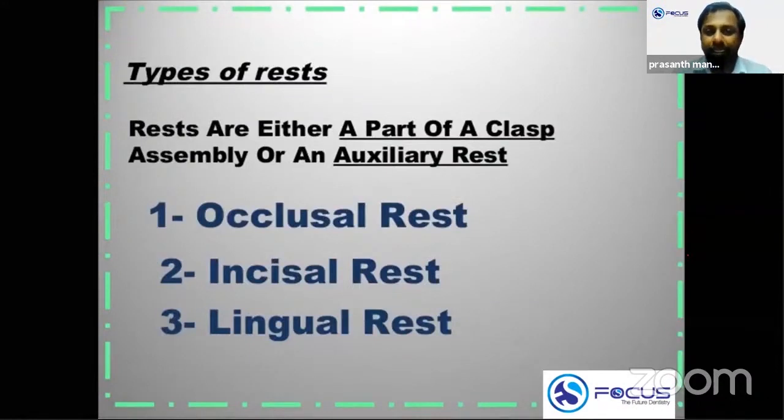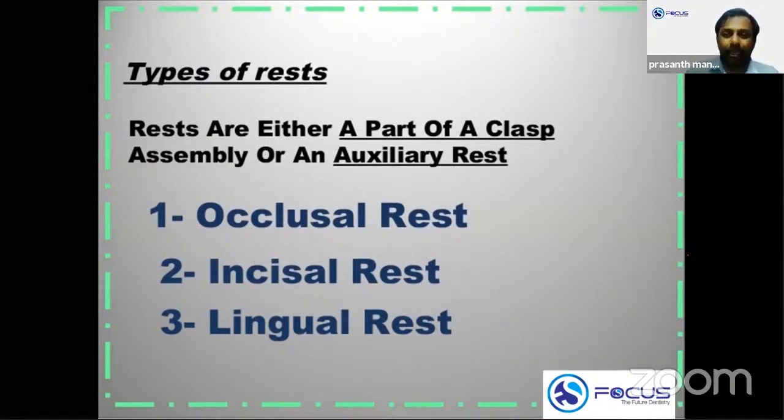Now, types of rest seat we have discussed: occlusal rest, incisal rest, and lingual rest. It depends upon the position of the rest, that is, over which region of the tooth and which tooth it rests over. Okay, so a rest assembly can be a direct rest or a primary rest, which means it is a part of a clasp assembly. Auxiliary rests are the rests which provide indirect protection.